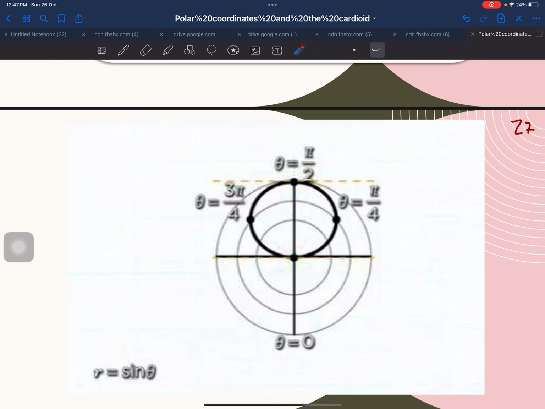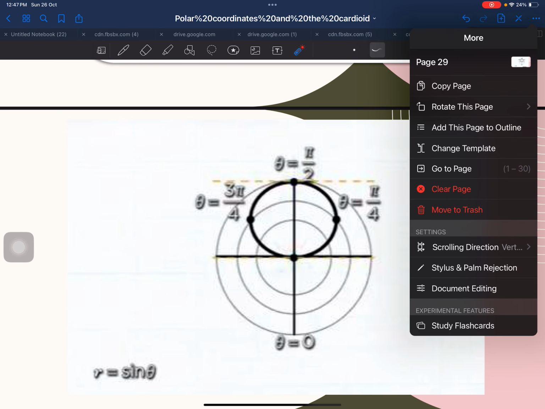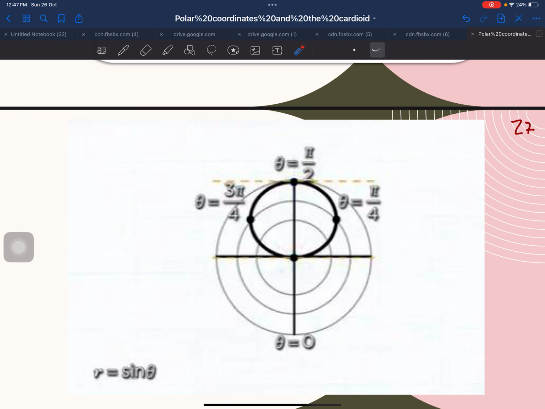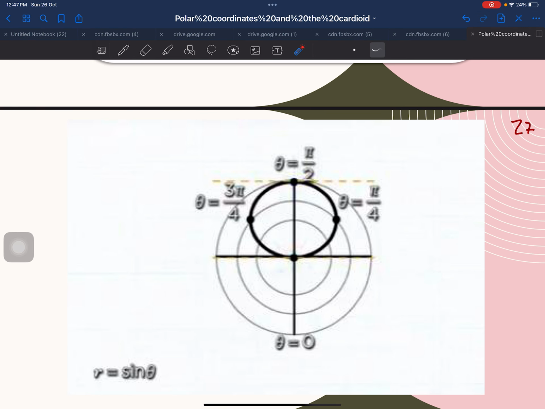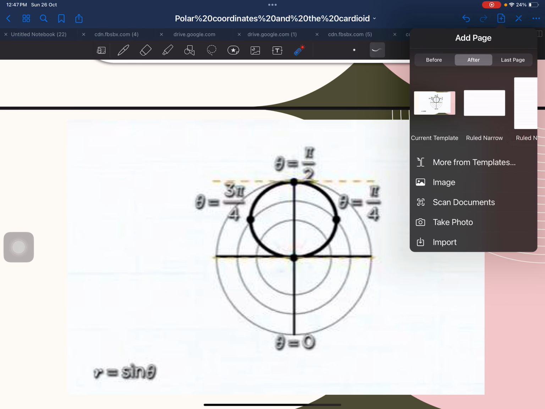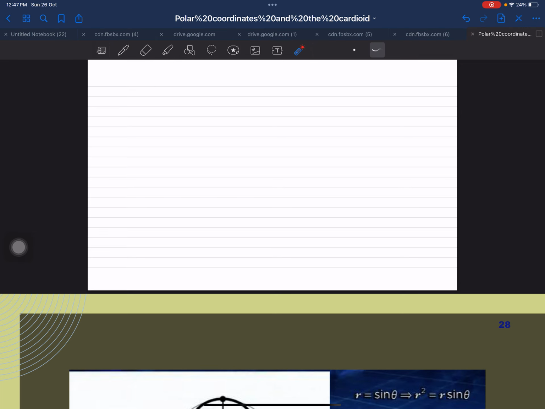So, let me add one page so I could present this. How do I add another page? Okay, so one more page.